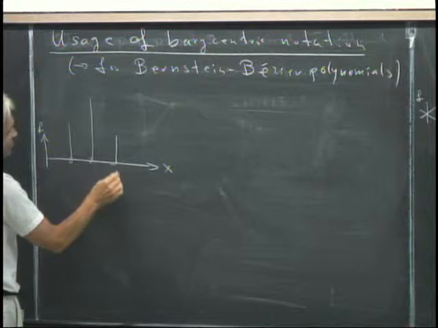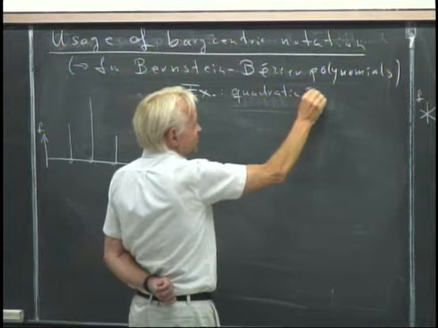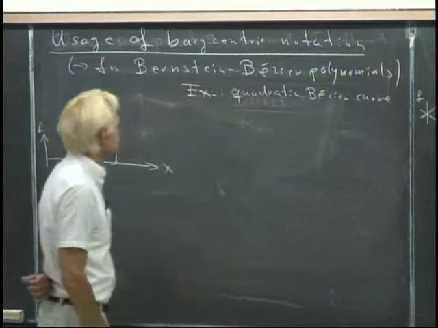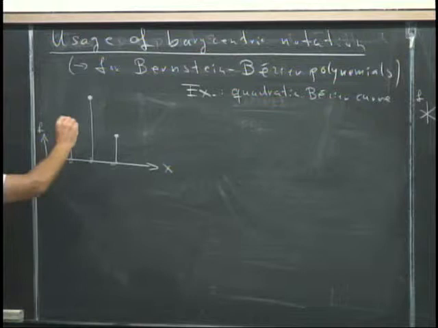So, for example, a quadratic Bezier curve. And you have seen this already in the ray casting example, in the case of representing voxels with cubic Bernstein-Bezier polynomials. Now I go back to just a quadratic case.